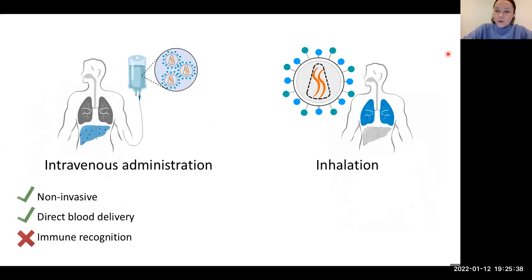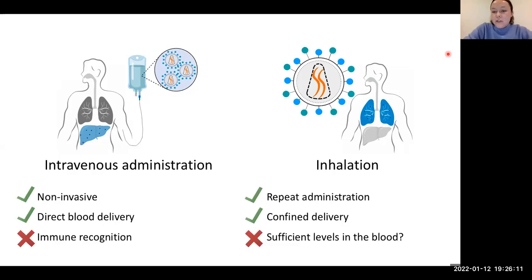However, a negative of this delivery through the bloodstream is that it is then easier for the immune system to recognize it. And I found in my PhD that we were able to deliver the gene therapy once via intravenous administration. However, we couldn't deliver it repeatedly. That's because the immune system clocked onto it after one dose, and it was able to recognize it when you then gave it a second time.